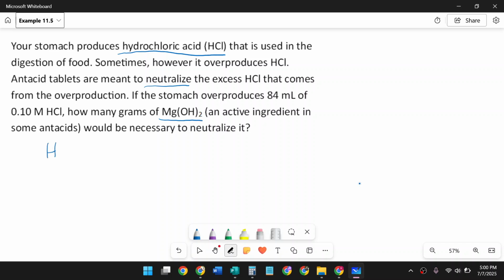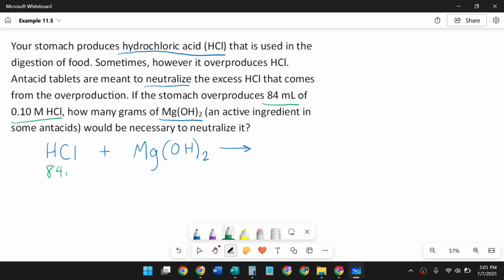Let's go ahead and make an equation, since we're putting things together and figuring out what their relationships are. Starting with an equation can help us see the relationships between those and count. Okay, so let's also put information that we have from the problem. So we know that the stomach overproduced this much of HCl, and that's the molarity. So let's go ahead and list that.